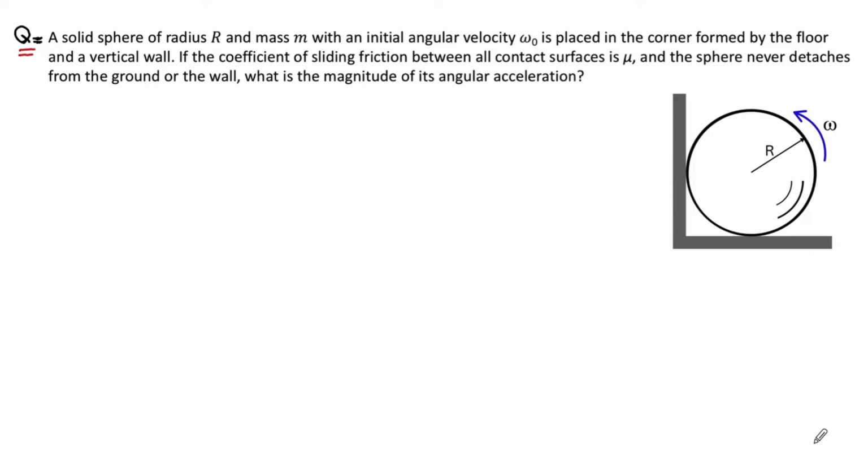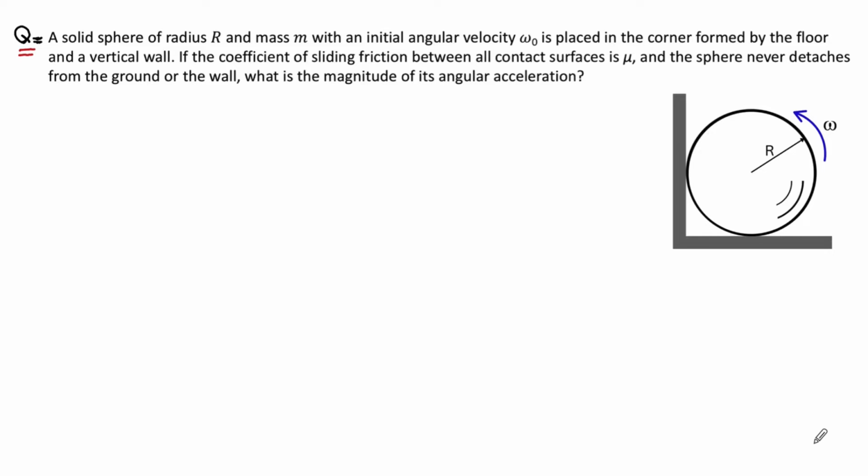Hello everyone. A solid sphere of radius r and mass m with an initial angular velocity omega naught is placed in the corner formed by the floor and the vertical wall. If the coefficient of sliding friction between all contact surfaces is mu and the sphere never detaches from the ground or the wall, what is the magnitude of its angular acceleration?